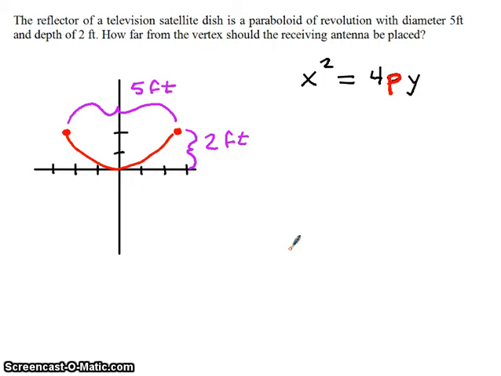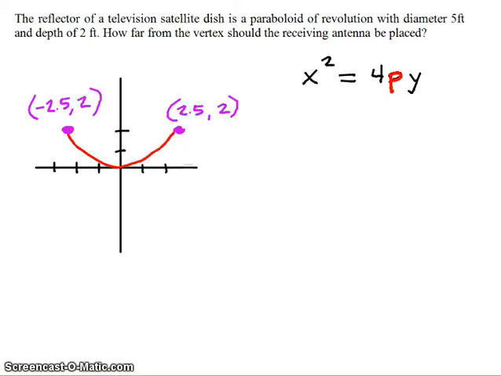We could solve for p if we have an xy point. So let's go ahead and identify an xy point that is on this parabola. So we have two points here, and we want to figure out the p-value. So let's go ahead and plug in the point. We're going to plug that point into the x and the y value, and then we're going to solve for p.